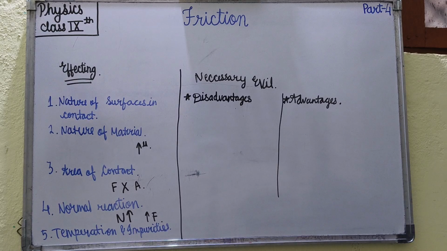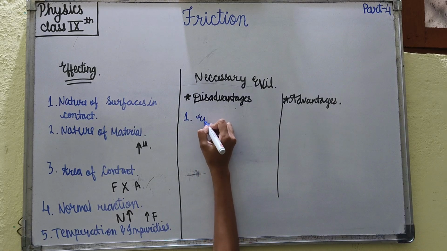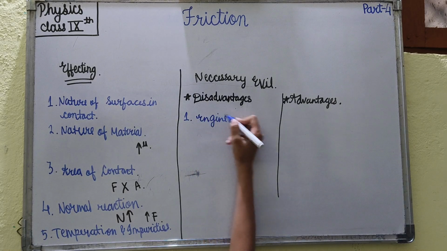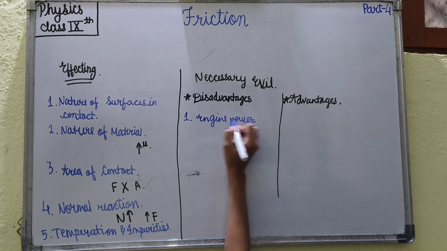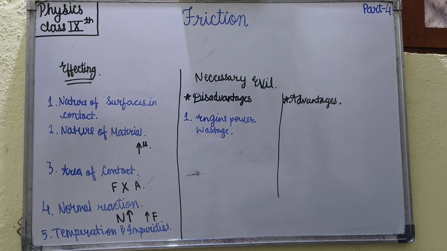So in disadvantages, first is engine power wastage. Friction is a non-conservative force, therefore energy is always lost in overcoming frictional force. This loss is in terms of heat and sound energy. In an automobile, about 20% of engine power is spent to overcome frictional force.